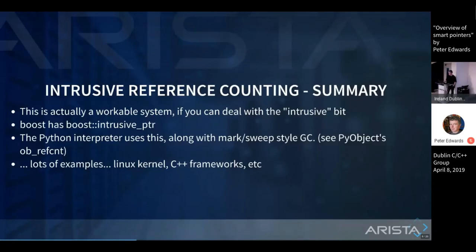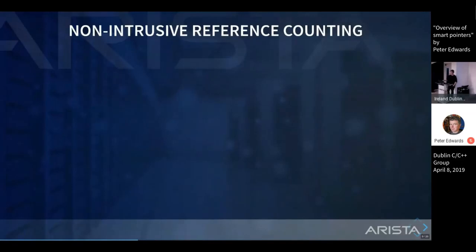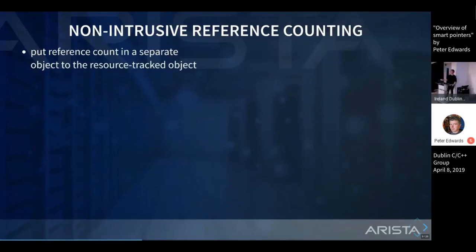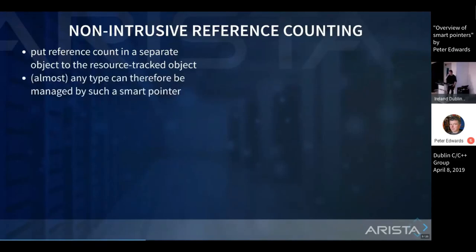So if we want to actually get away from this kind of intrusive system, then we need to look at doing non-intrusive ref counts. And the obvious thing that we can do here is put a reference count in some separate object. What we do is keep a reference count in a separate heap allocated block from the thing that we're trying to keep track of. And this way we can use pretty much any type, whether it's something that we've gotten from somewhere else or something we write ourselves, and keep track of it.